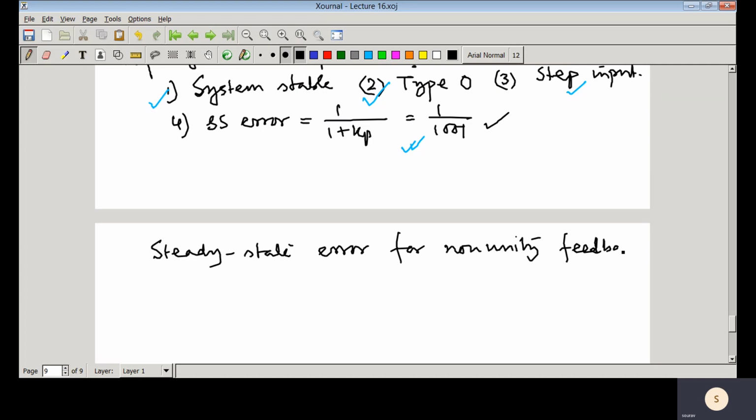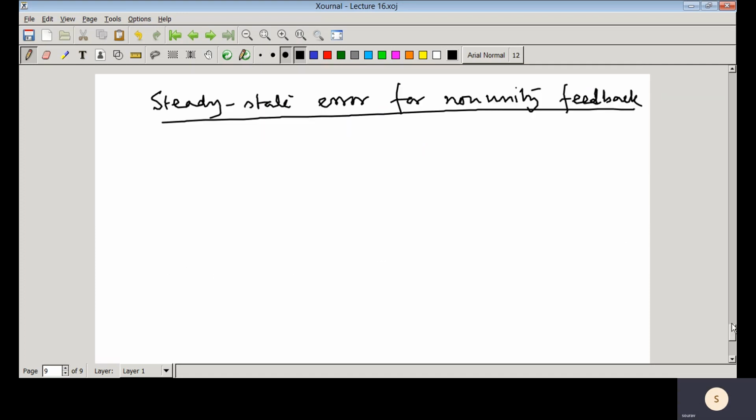So let us draw that block diagram, then it would be clear. So now you see the scenario is like this. Whenever we have a plant here, and so far we have discussed it is unity feedback, but now you have a transfer function in feedback.